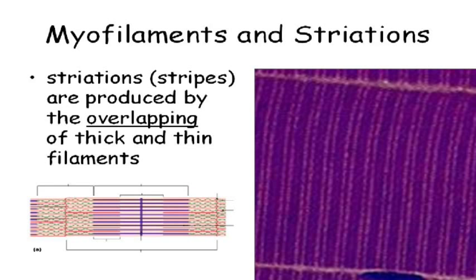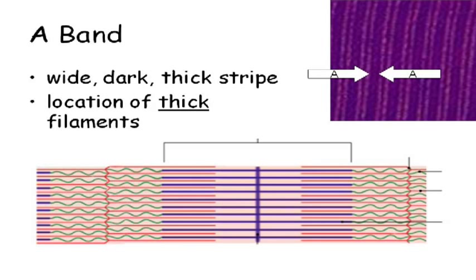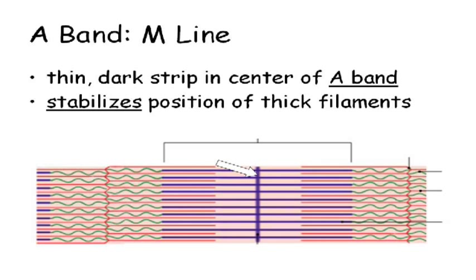So, what you have is from one end of the thick filament to the other end of the thick filament is called the A band. Now, in the middle of the thick filament is something called an M line. Now, you can't see that on a light microscope. You have to use an electron microscope to see that M line. But if you could see it, it would be right in the middle here. This whole thing is the A band. The M line would be right in the middle of that big, thick, dark band.